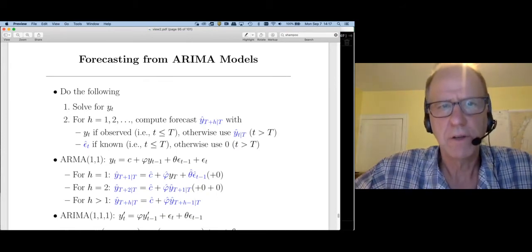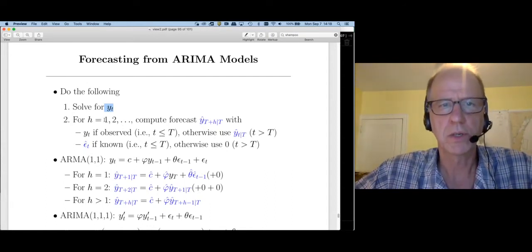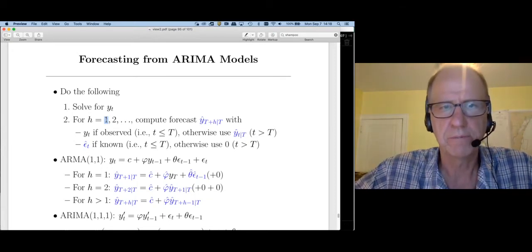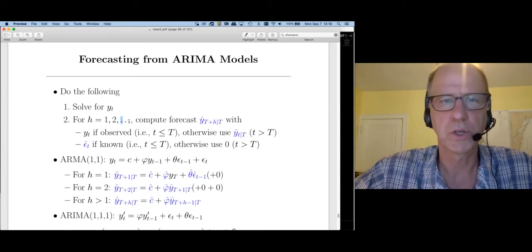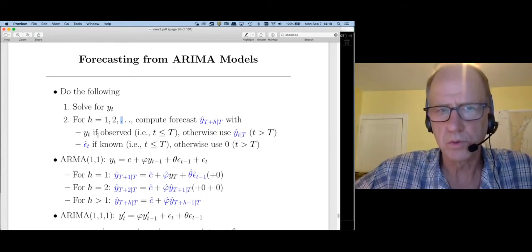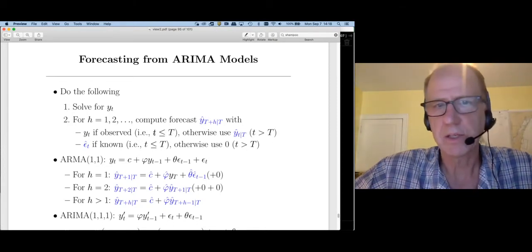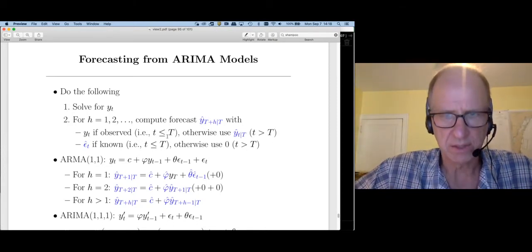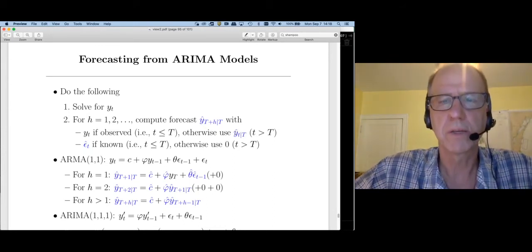We're going to solve the equation for y. Then we're going to compute forecasts recursively. So we're going to start with the next period, then the period after that, then 3 periods out, all the way through however many periods we wish to go. In our equation for yt, we're going to use a yt if we've observed it. So that's going to be the case whenever t is less than or equal to the end of the data. Otherwise, we plug in the forecast.